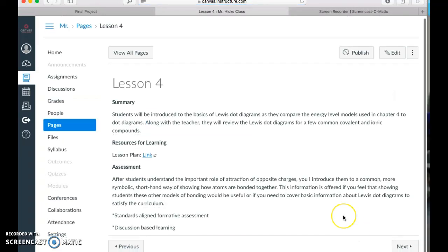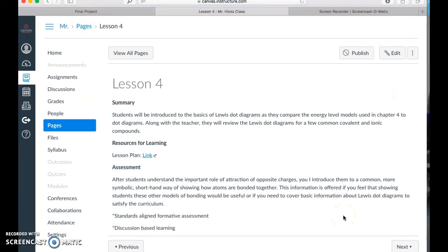For the last lesson of this unit, I used the standards aligned with formative assessment and discussion-based learning. The students were introduced to Lewis dot diagrams, and for the assessment, they were understanding the important role of attraction of opposite charges. And I was showing them how atoms are bonded together.